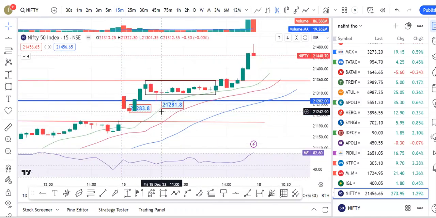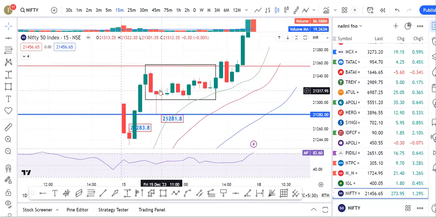See, it's not visible at all. This one is visible, but place the cursor and see what the low is doing. If you see this, this candle is a fakey candle. It appeared to break below the range, and it is closing within the range. This is the fakey candle. This is the liquidity sweep candle.